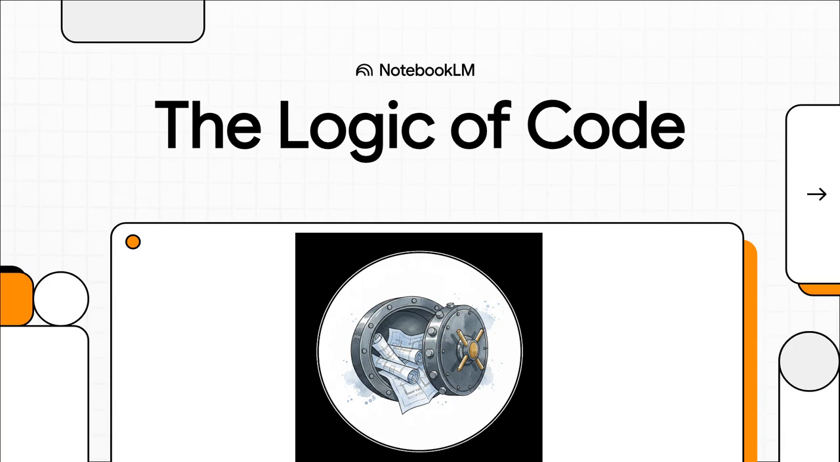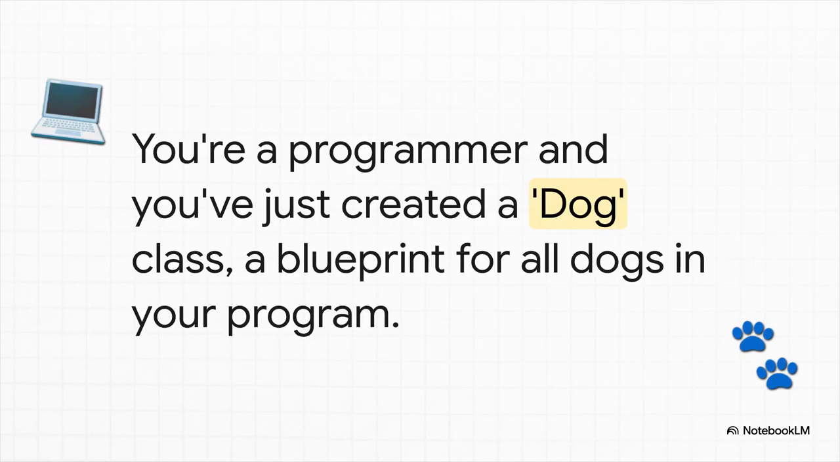Ever wonder how massive, complex software gets built without becoming a tangled, unmanageable mess? Well, the secret isn't just about writing more code, it's about writing smarter code. Today, we're going to unpack two fundamental principles that let developers build programs that are efficient, reusable, and, really importantly, secure. So, let's put ourselves in the shoes of a programmer.